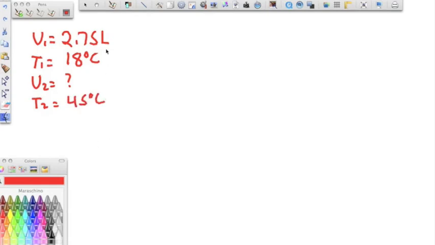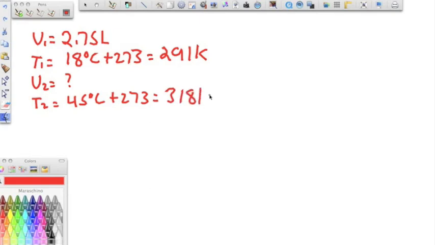Now, before we go any farther, we need to make sure that we have our temperature in Kelvin, because we cannot have a Celsius temperature. It's got to be in Kelvin. So we'll go ahead and add 273 to the Celsius temperatures, which will give us a T1 of 291 Kelvin and a T2 of 318 Kelvin. Can't have any negative numbers.